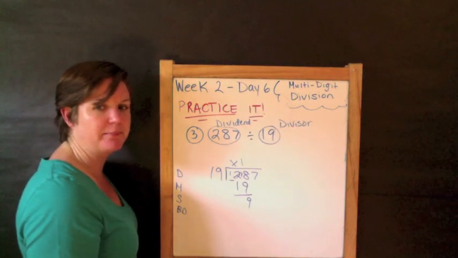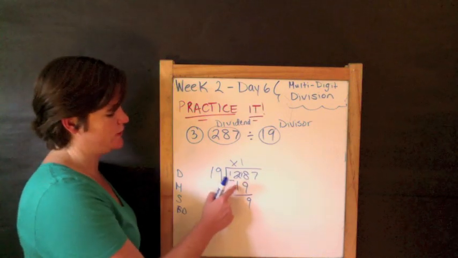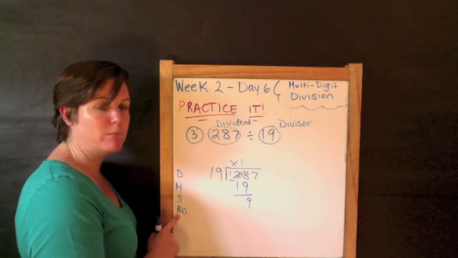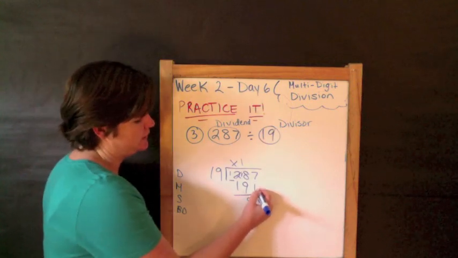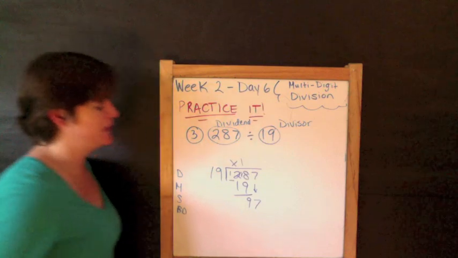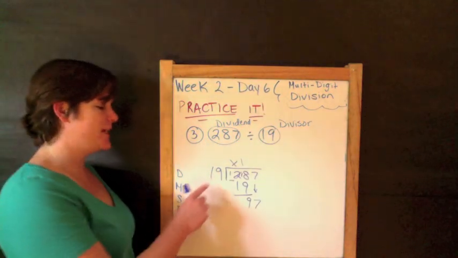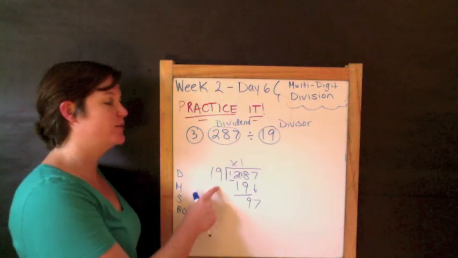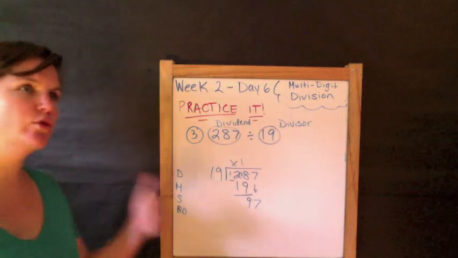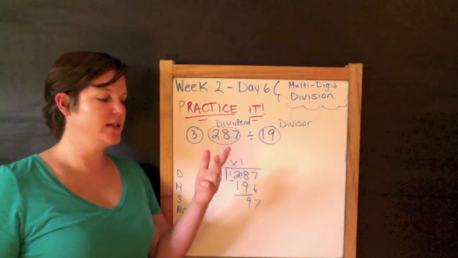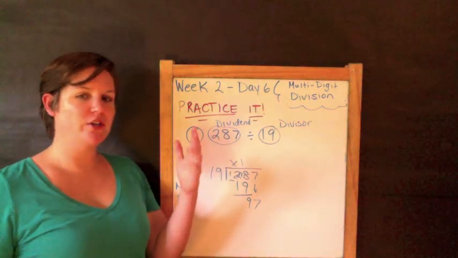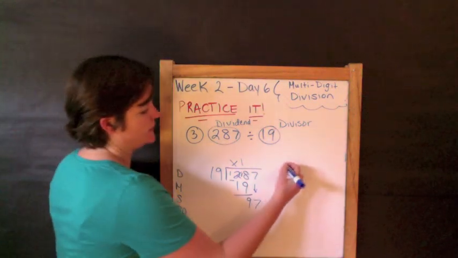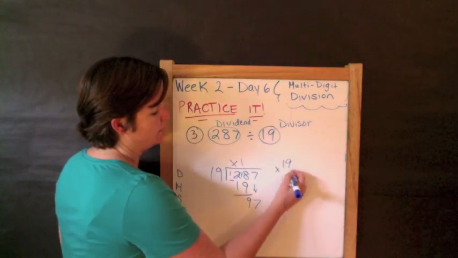And what's my next step? Sorry, this was 1 minus 1 is 0. What's my next step? After we subtract, we bring down. Divide, multiply, subtract, bring down. Now, about how many times does 19 go into 97? Well, 19 is almost like 20. So 20, 40, 60, 80, 100, maybe. Why don't we go ahead and try 19 times 5 and see what we get.